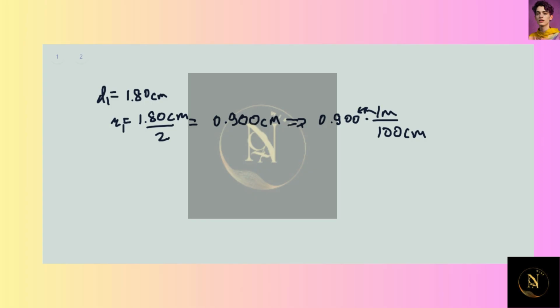Notice how centimeters as units cancel out at the top and the bottom. And the answer to this conversion problem is going to be that radius 1 is equal to 0.009 meters. Now, we'll compute A1, which is the cross-sectional area of our initial hose before its diameter gets constricted, which is going to be equal to pi r1 squared, which is equal to pi times 0.009 meters squared. Now let's do that computation really quickly.